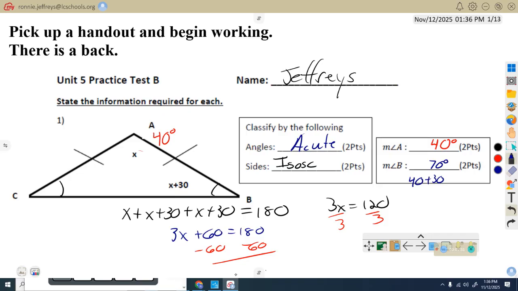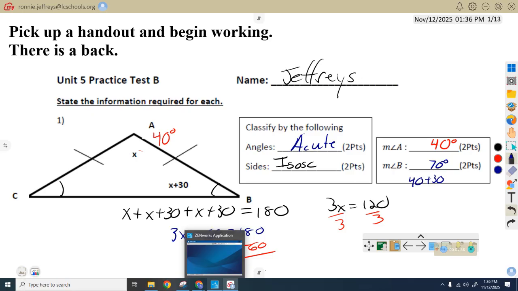Now, tomorrow, after our other review day, we'll be working on our orange sheet for our test on Friday.